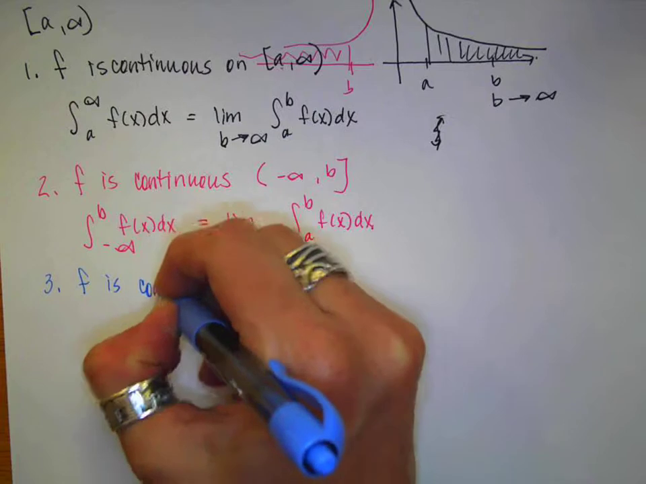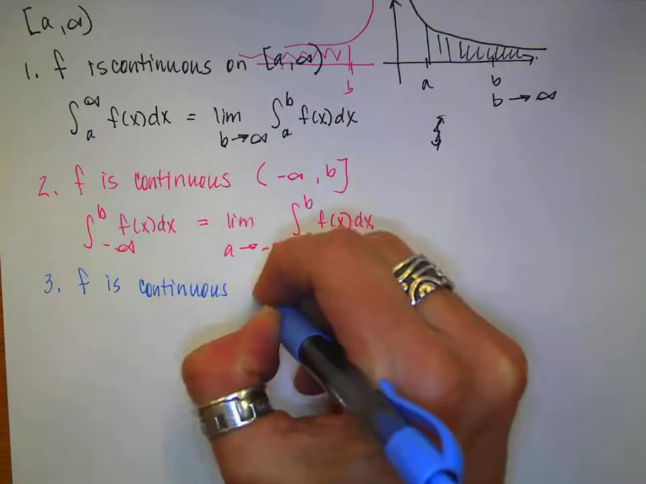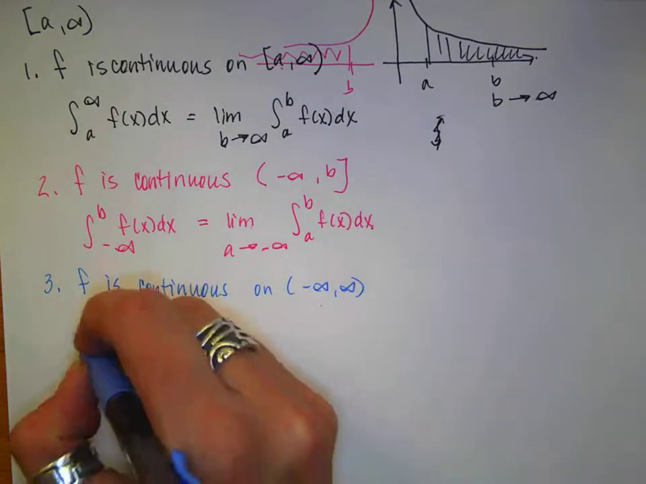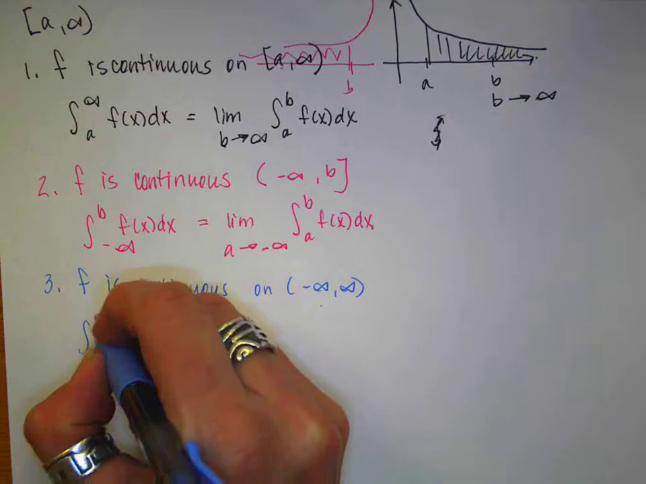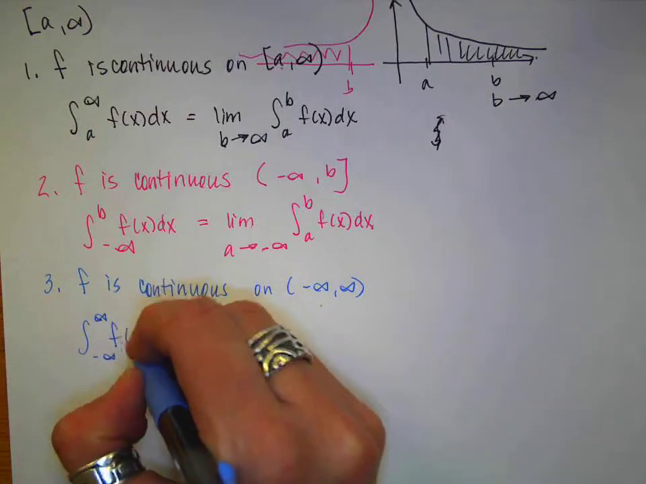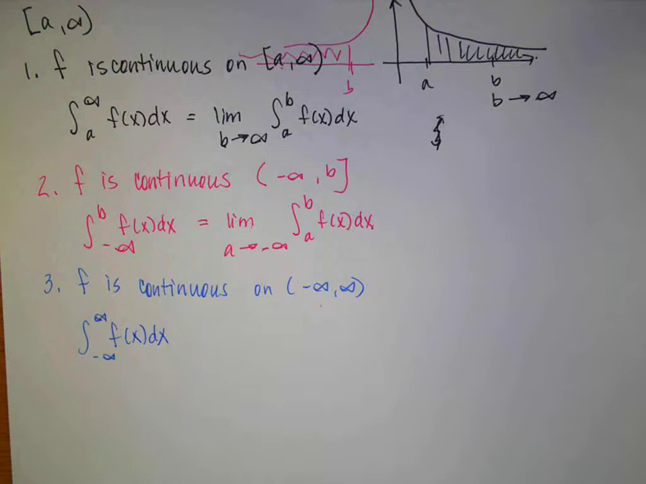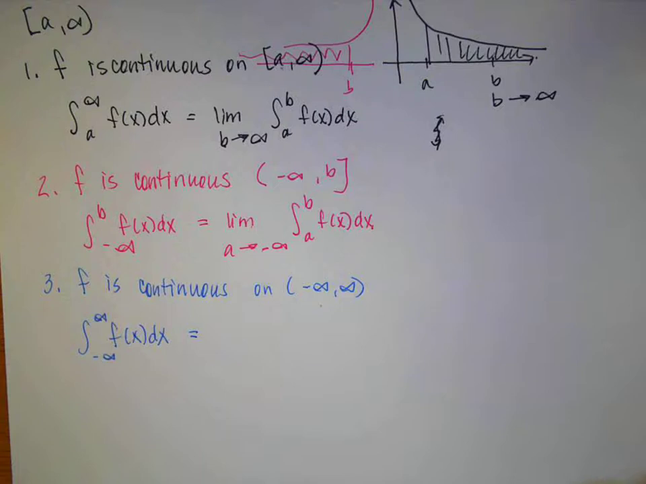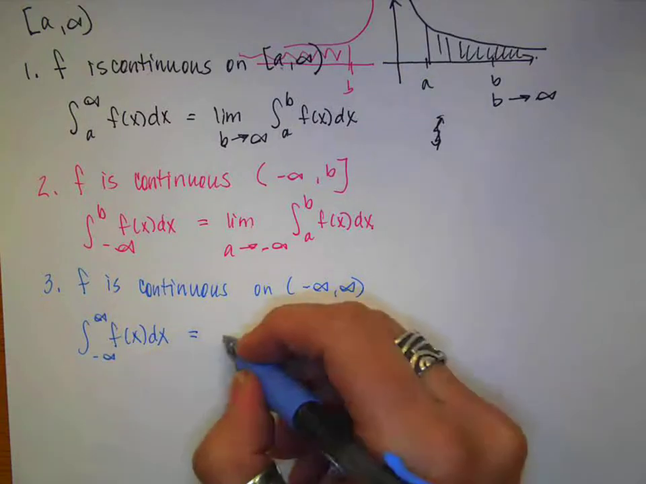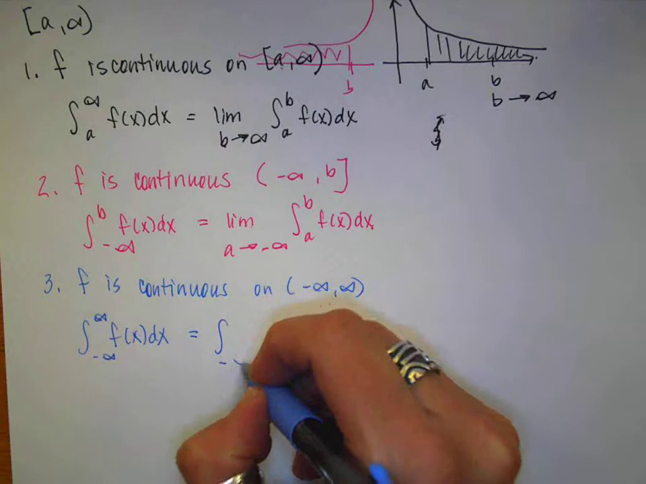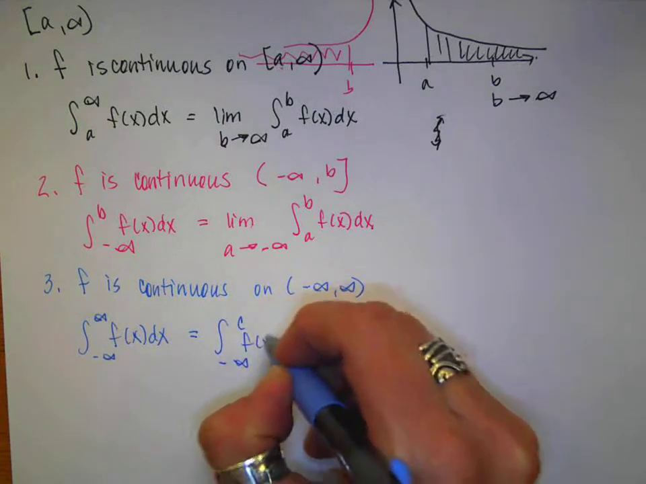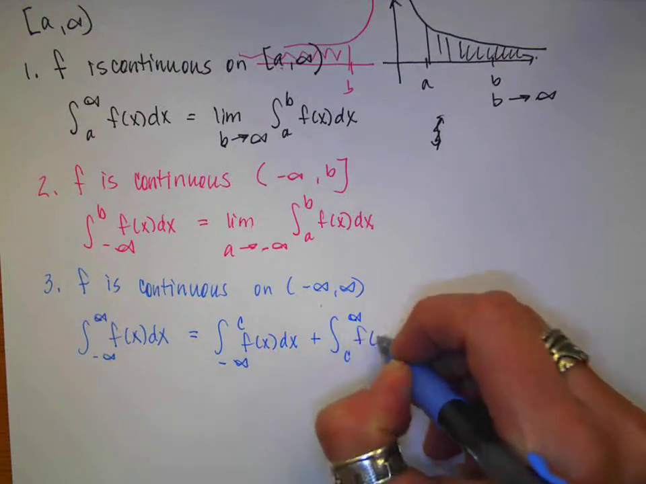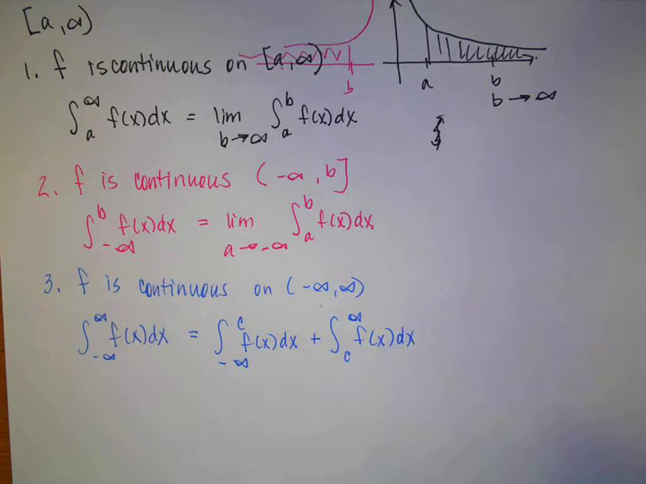So f is again going to be continuous, and this time it's going to be continuous on all real numbers. So if my integral looks like this, negative infinity to positive infinity of f of x dx, well, then I'm going to split this up, and I'm just going to choose a number or a constant within my interval, and so I'm going to split it up into two intervals. So I'm going to do negative infinity to c of f of x dx, and then I'm going to go from c to positive infinity of f of x dx.